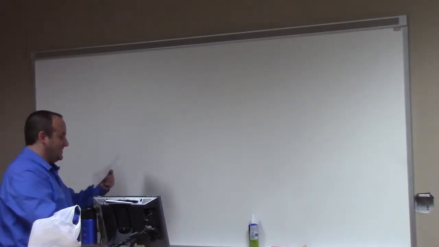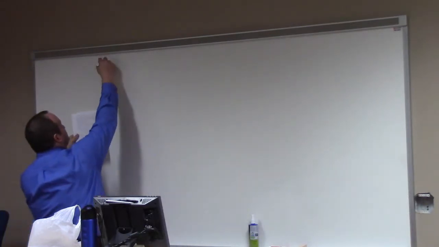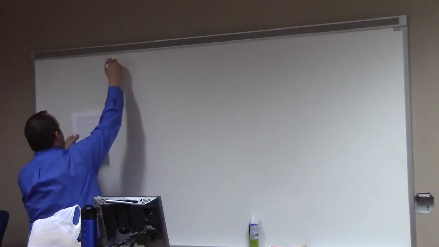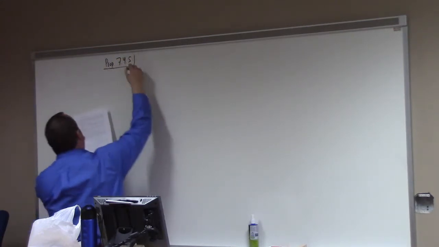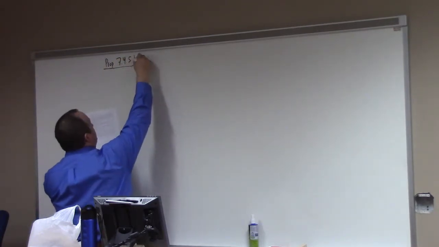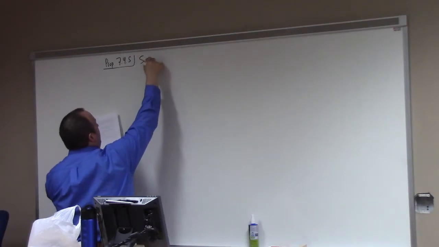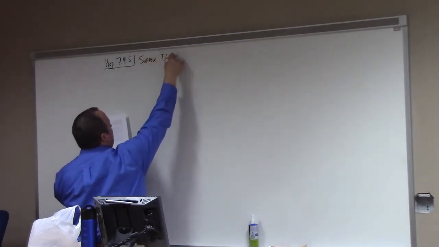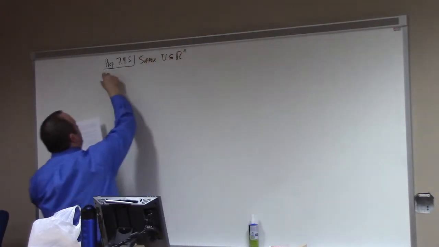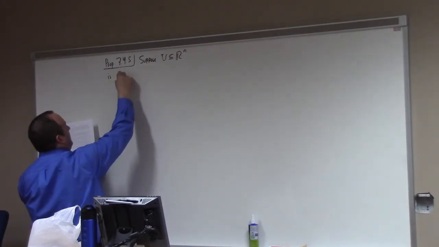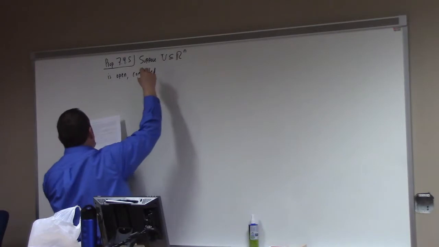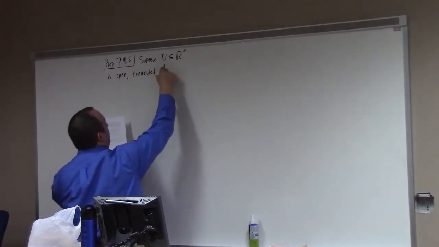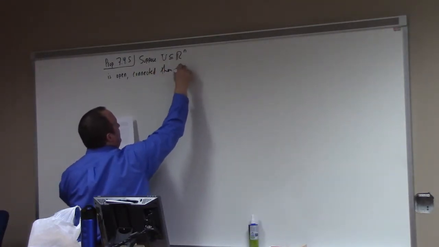That's funny. Okay, so proposition. For those of you who don't know what I'm talking about, it doesn't matter. Let's see here. Proposition 7.45. Suppose U, a subset of R^n, is open and connected. Then the following are equivalent.